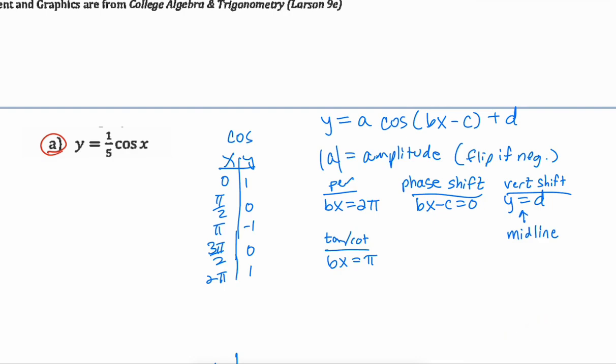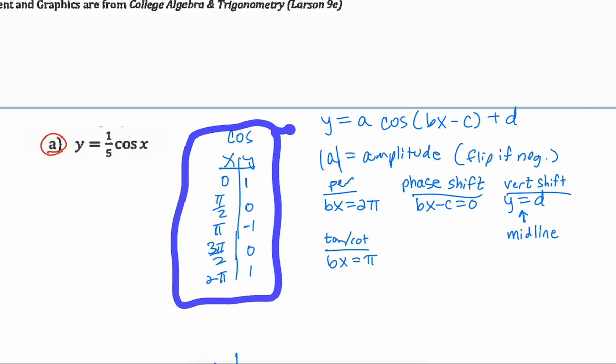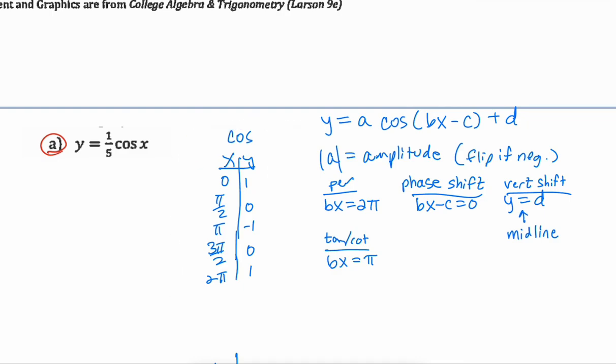So remember, you should look first. This is a cosine. We're going to graph 1/5 cosine of x. And this is our original cosine. Now let's answer all the other questions about the cosine.